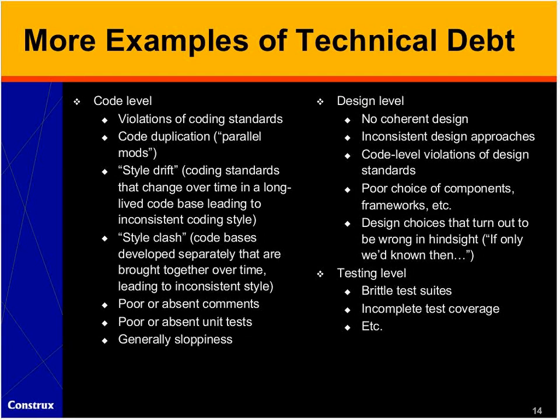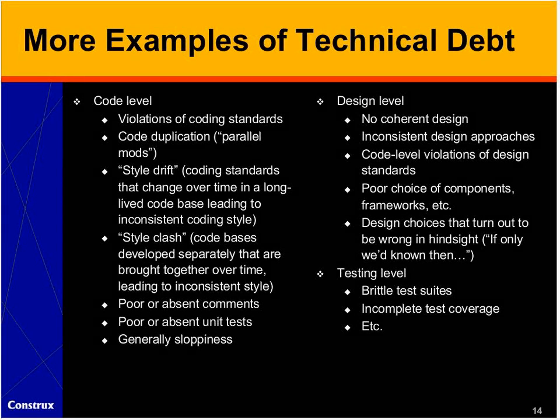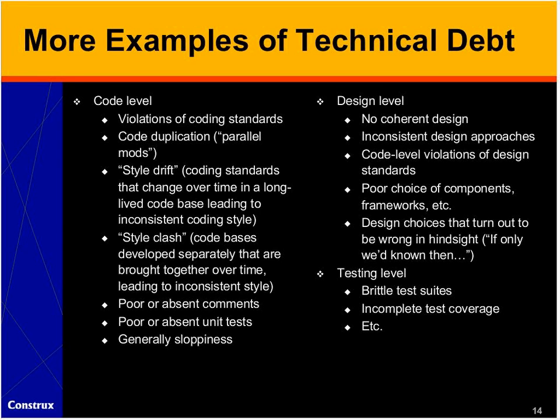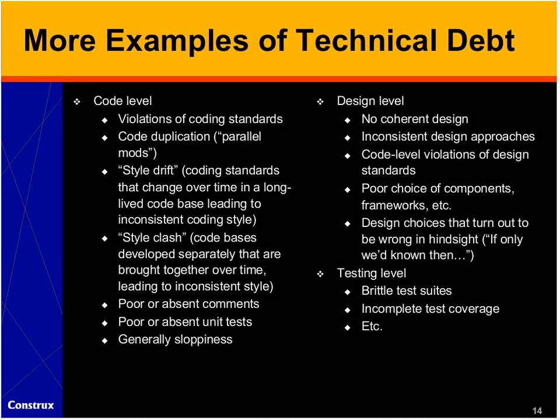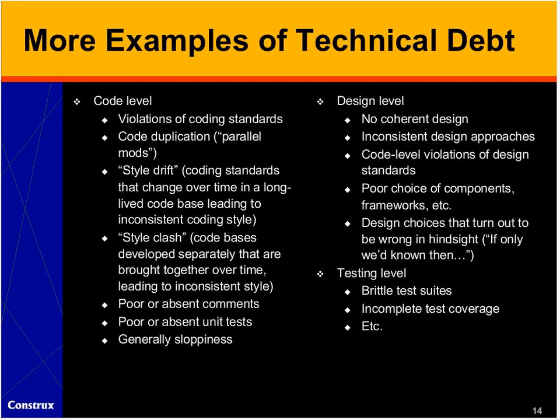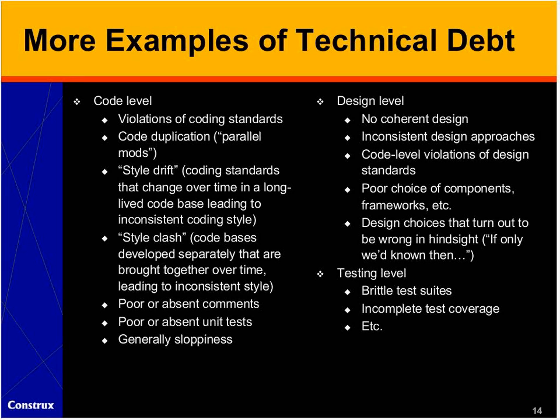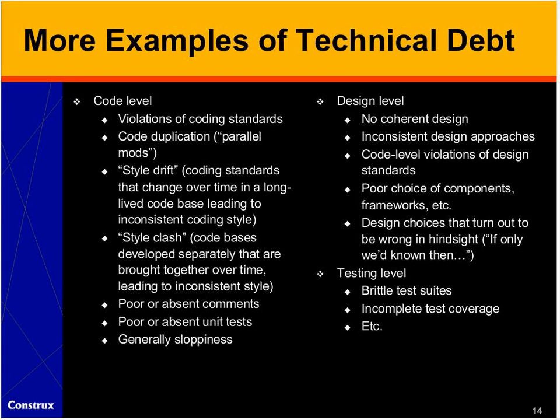Now, for your reference, I'm not going to talk about these now, but if you want to review the slides after the talk, there are all kinds of other examples we could give of technical debt. At the code level, it could include things like violations of coding standards or creating duplications in the code. Style drift, the idea that coding standards tend to change over time in long-lived code bases. Certainly we can have technical debt issues at the design level where we don't have a coherent design or we have inconsistent design approaches. At the testing level, too, we can have brittle test suites or incomplete test coverage. So there are a lot of different ways that technical debt can arise on a project.